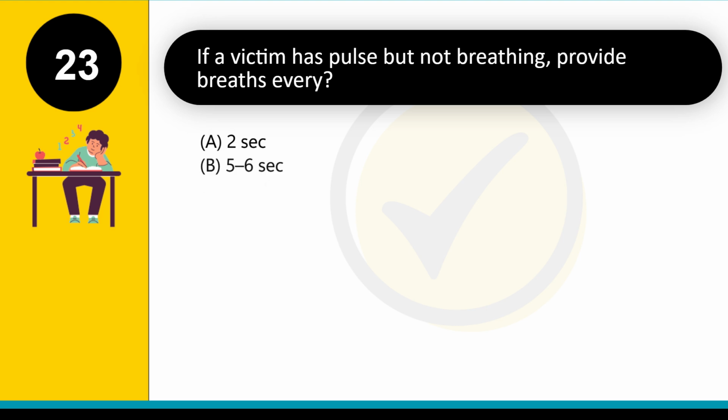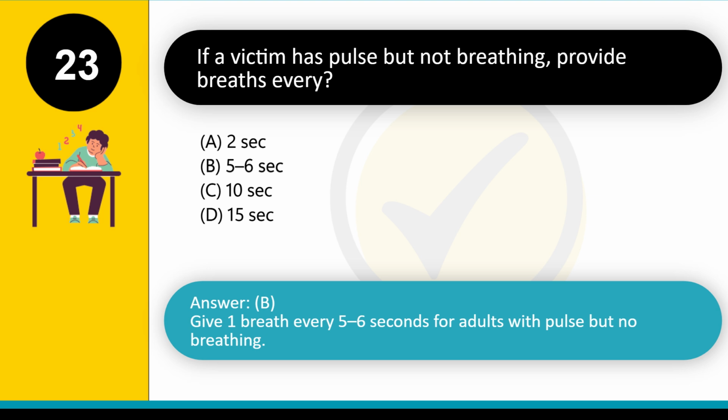If a victim has pulse but not breathing, provide breaths every? A. 2 seconds. B. 5 to 6 seconds. C. 10 seconds. D. 15 seconds. Answer, B. Give 1 breath every 5 to 6 seconds for adults with pulse but no breathing.